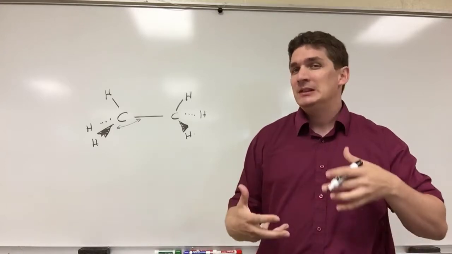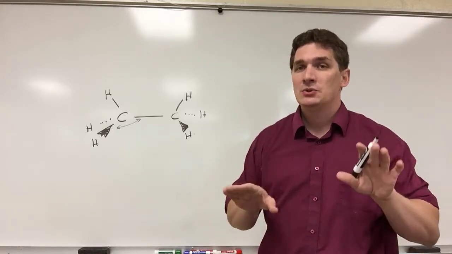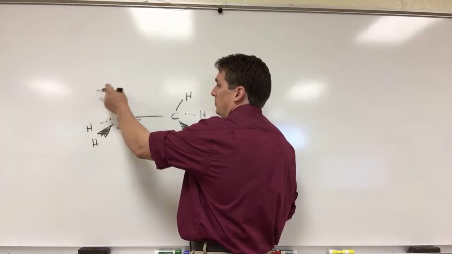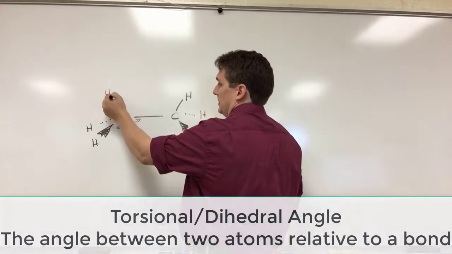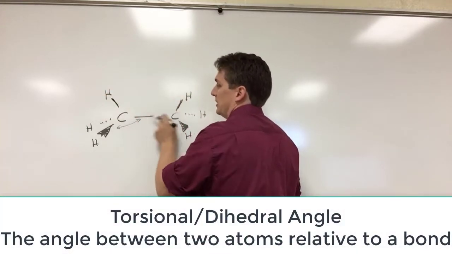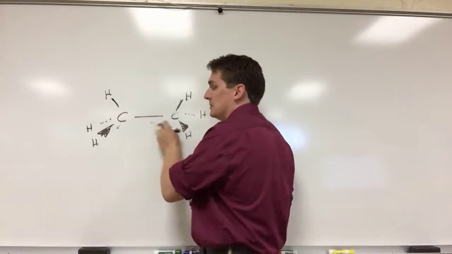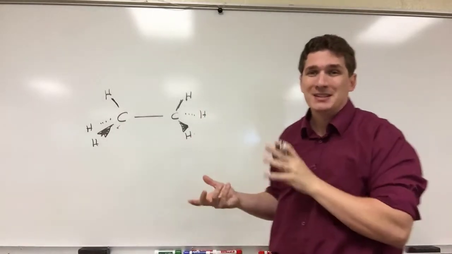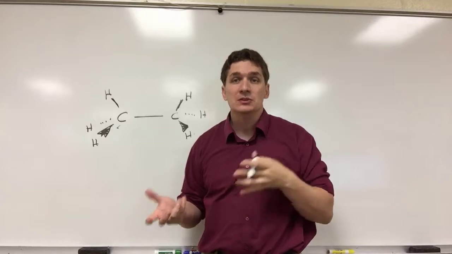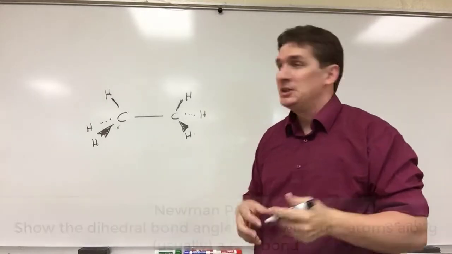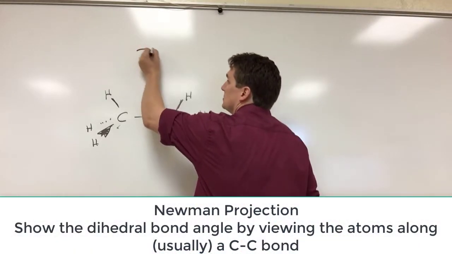The other angle, which you may be less familiar with, is the idea of the torsional angle. So that is the angle formed between this bond and this bond relative to this bond. Now, as drawn, this is kind of hard to see. So what we're going to use is what's called a Newman projection. So what a Newman projection is that we have two circles superimposed.